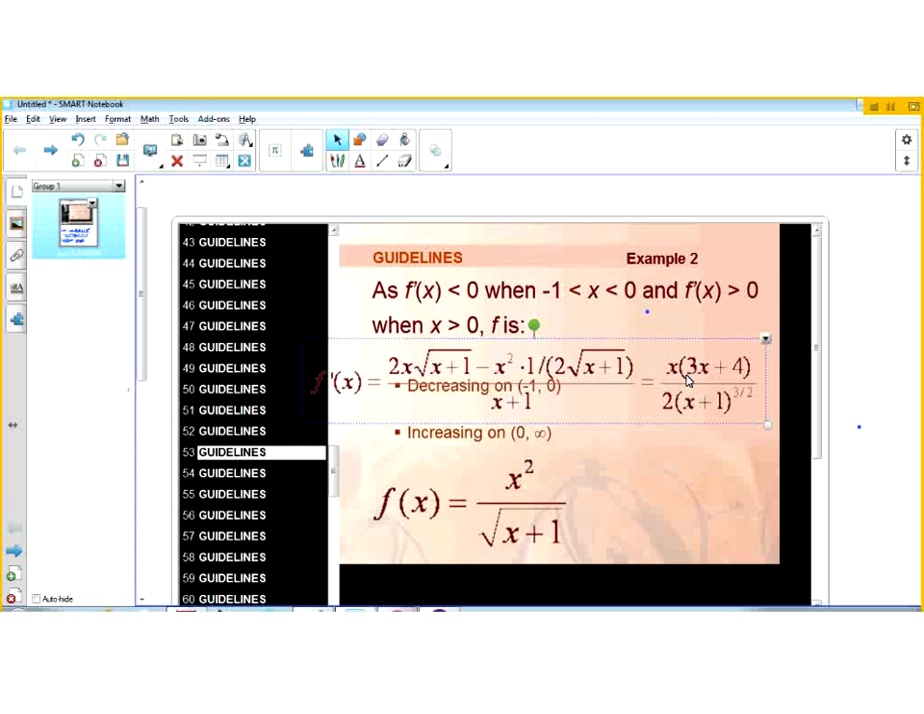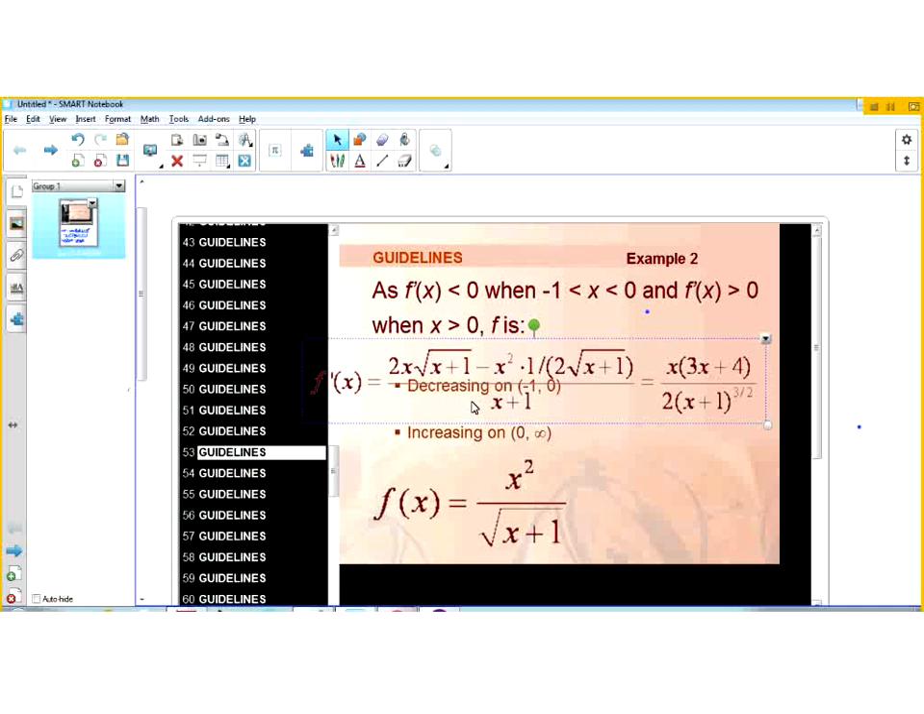And when x is greater than 0, of course, all these factors are positive. So no need to compute a table of signs for this. You can pretty much do it by inspection. So that means the first derivative transitions at x equals 0, right? From decreasing to increasing.